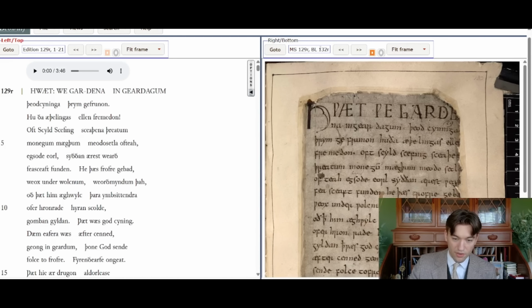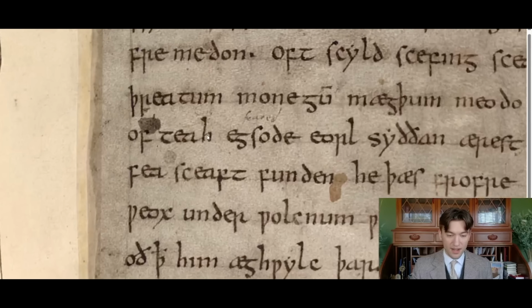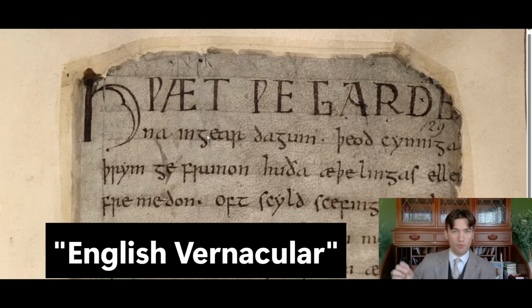You'll see here, the numbering is because this is actually one of several poems in the manuscript, but this actual website begins where the Beowulf poem begins, here with "Hwæt we Gardena" right here. This style of writing that we see is called English vernacular. That's what the scribe wrote in, English vernacular. It's basically like a font.